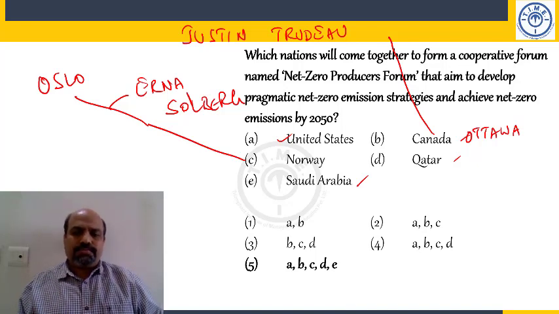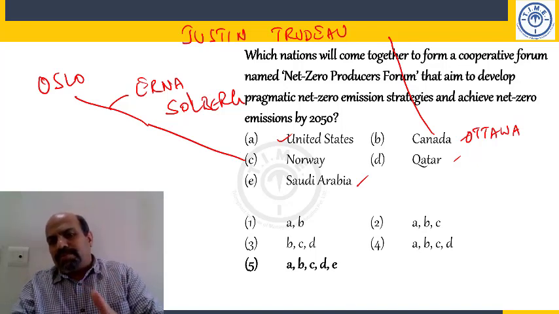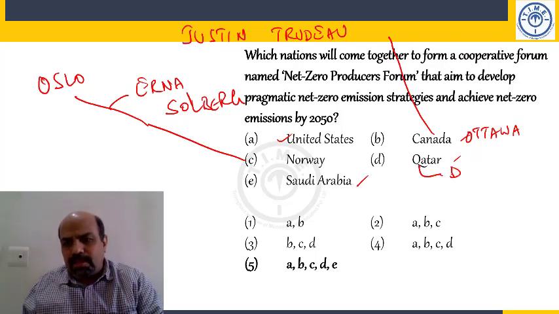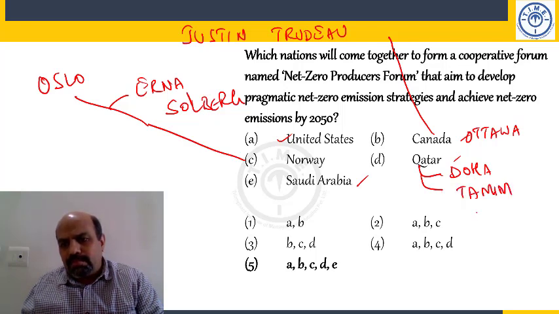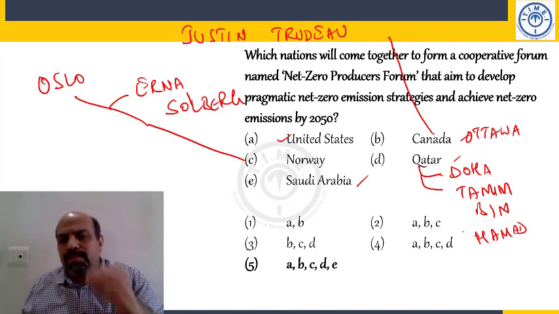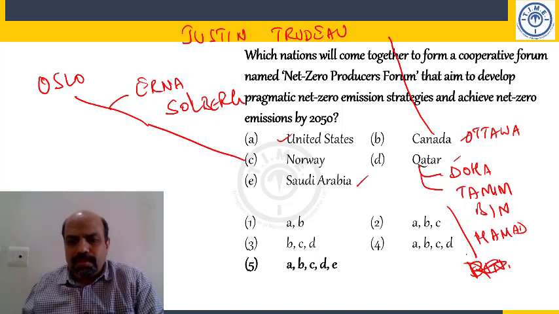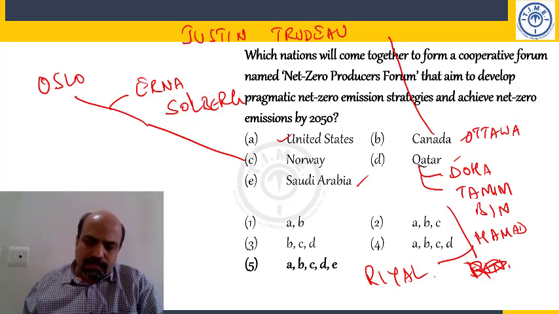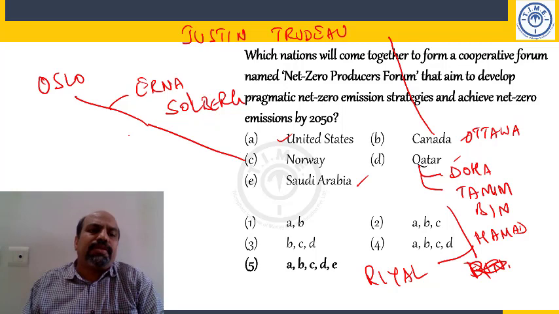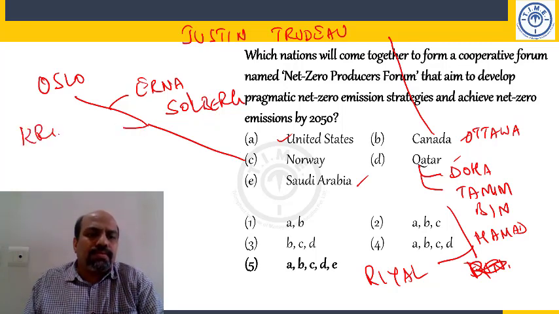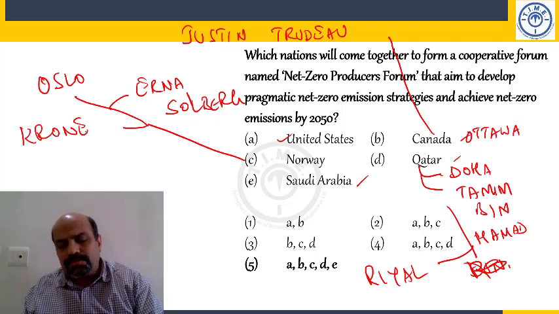Erna Solberg. We discussed Qatar in the previous class, but anyway, let me tell you once for revision's sake. Qatar, Doha, Tamim bin Hamad, that's the name of the king, and the currency is Riyal. As far as the currency of Norway is concerned, it is Krone.